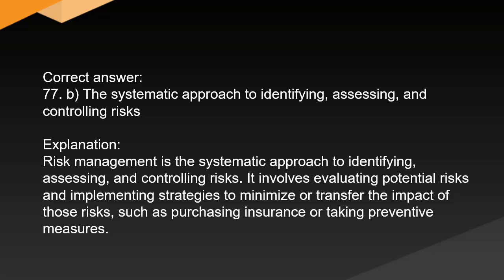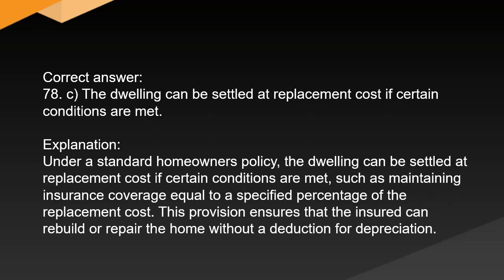Explanation. Risk management is the systematic approach to identifying, assessing, and controlling risks. It involves evaluating potential risks and implementing strategies to minimize or transfer the impact of those risks, such as purchasing insurance or taking preventive measures. Correct answer. C. The dwelling can be settled at replacement cost if certain conditions are met.